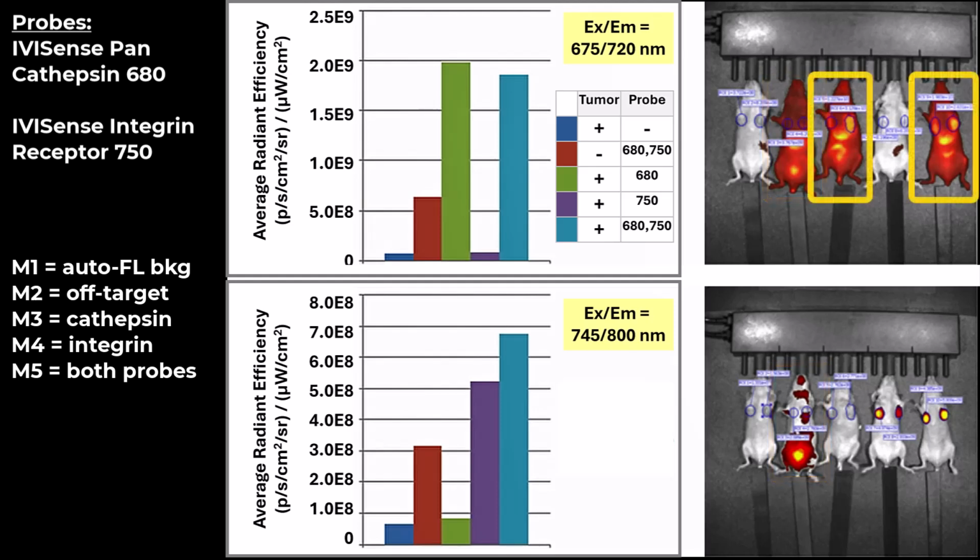Tumor signal at 680 nanometers is only seen in mouse 3 and mouse 5, those that received an injection of the IVIS pan-cathepsin 680 probe. Tumor signal at 750 nanometers is only seen in mouse 4 and 5, those that received an injection of the IVIS integrin receptor 750 probe. Mouse 5 illustrates the ease of capturing both integrin expression and cathepsin activity in the same tumor-bearing mice. There is low-grade systemic signal, which is expected for a systemic agent, and some bladder clearance for these agents.